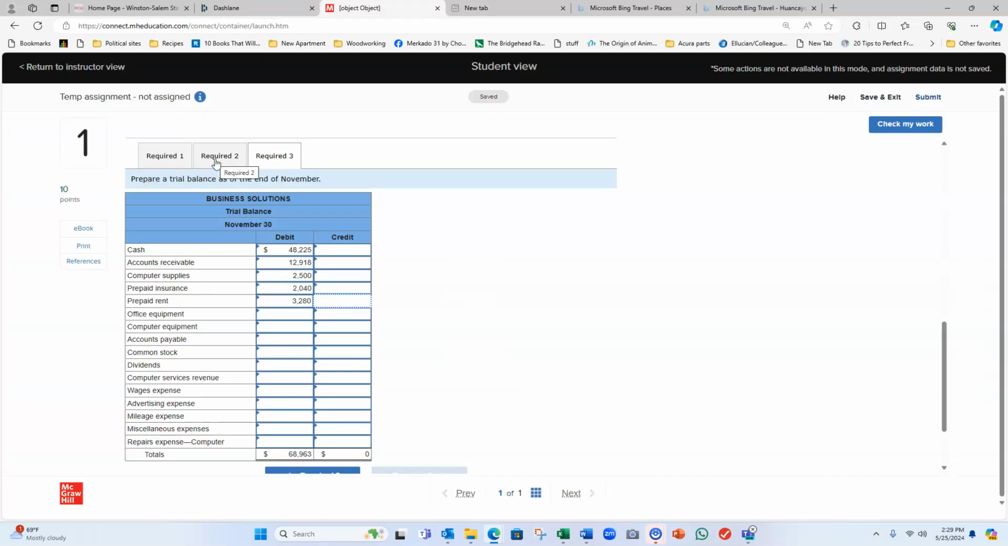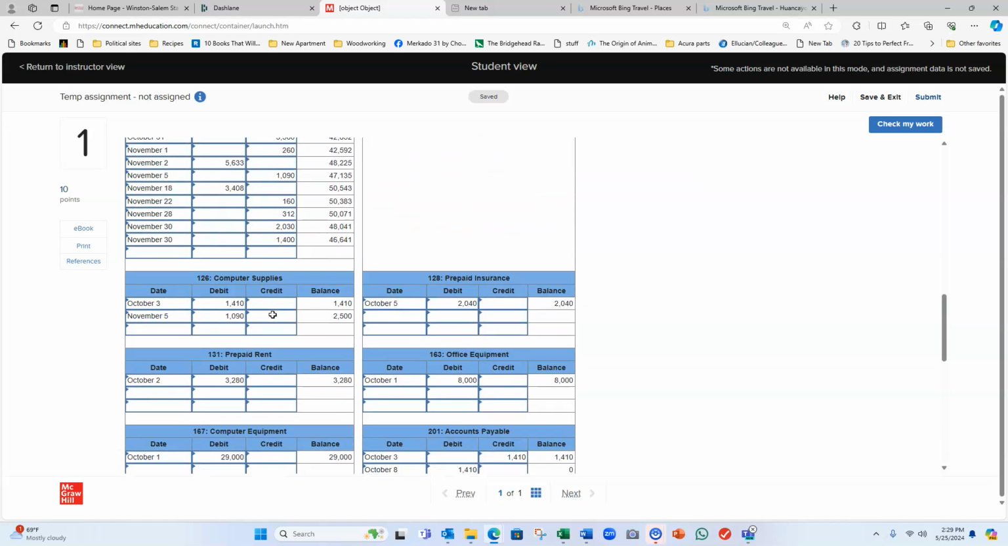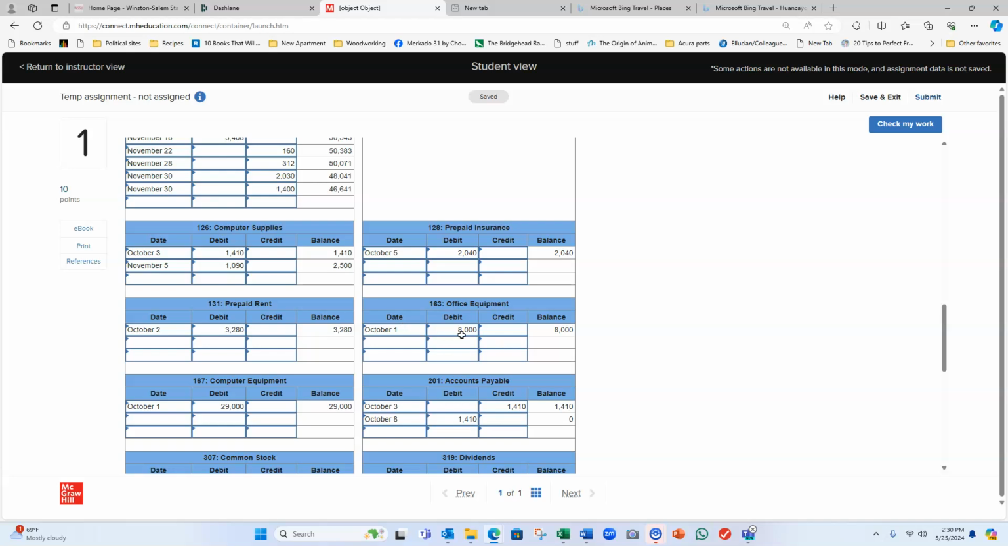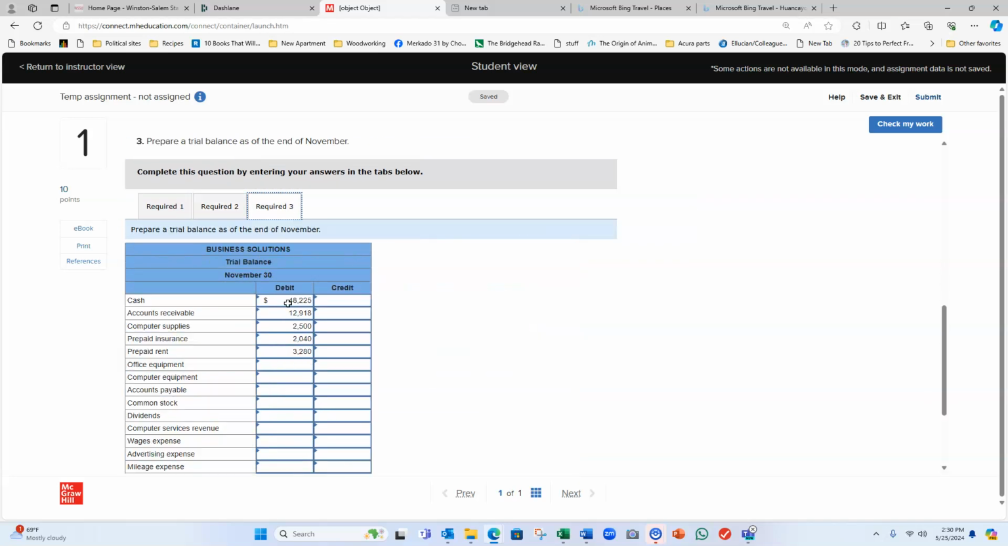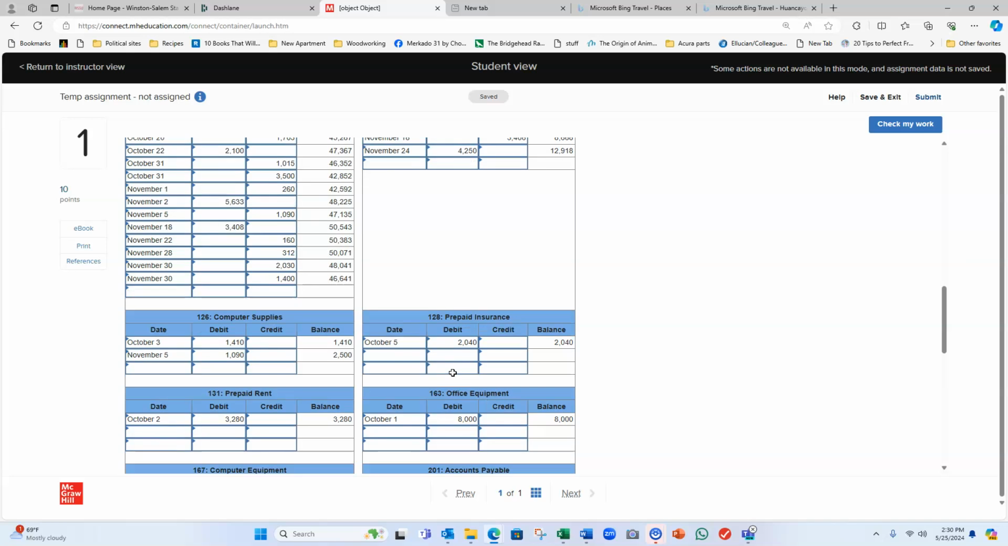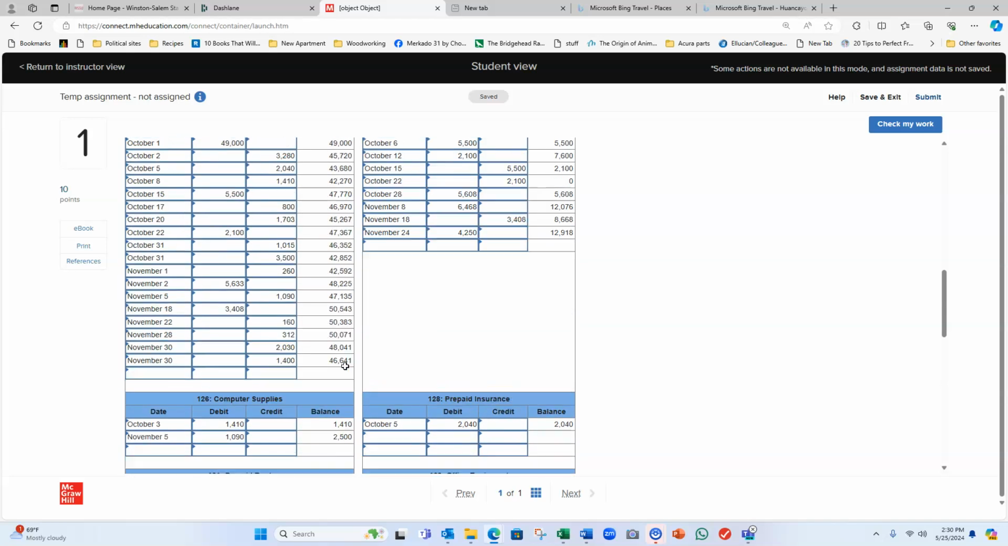I was trying to find a quick shortcut to get to the prior page. Office equipment, $8,000 debit balance. And if you have any question about how I know that's a debit balance, you need to go back and read chapter 1 again. Okay, computer equipment, it'll also be a debit balance of $29,000.